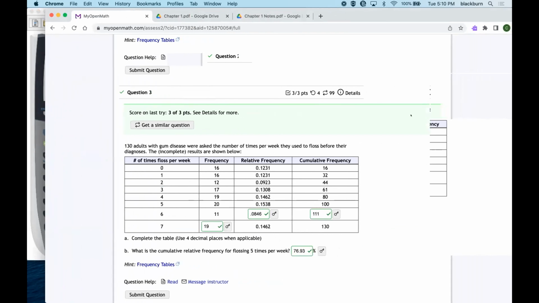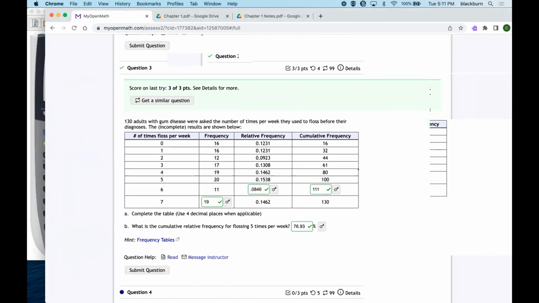So that's the way frequency tables work. And let's see if there's any questions before I scroll down to the next one.